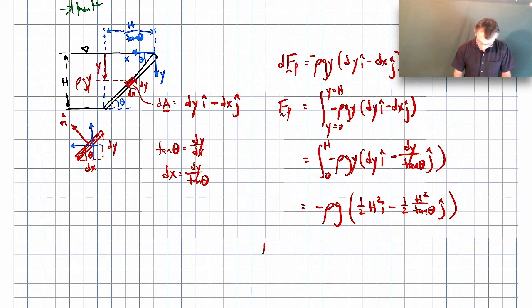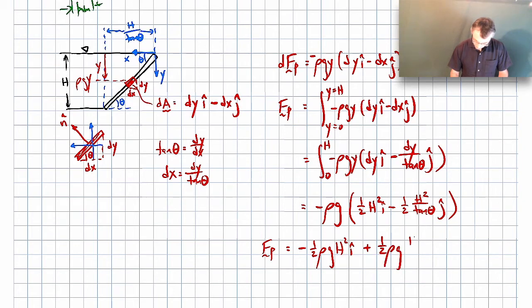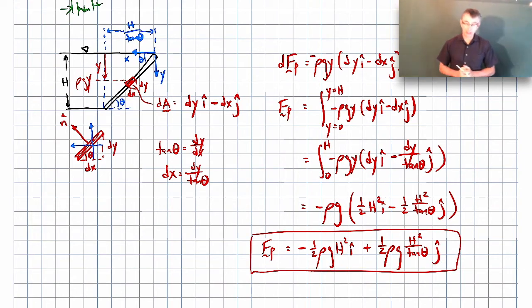So our final pressure force will be minus 1/2 rho g h squared in the i hat direction plus a 1/2 rho g h squared over tangent theta in the j hat direction. So that'll be our resultant pressure force. So there's some component pushing in the minus i hat direction, so that makes sense. Here's x. So it's pushing to the right, which makes sense. And then we also have a component in the positive j hat direction, which is pushing down on the surface, which makes sense. That's in the positive y direction. So that's what our resultant pressure force would be using our integration approach.